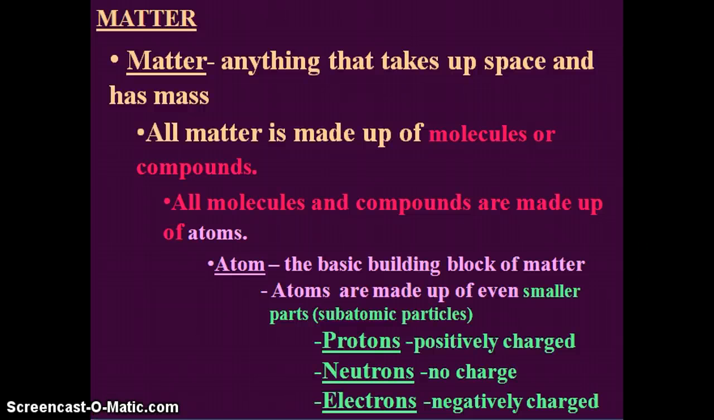If you can think of a pen, P-E-N, where P stands for protons, and they are positively charged. E stands for electrons, and they are negatively charged. And N stands for neutrons, which are neutral and have no charge.